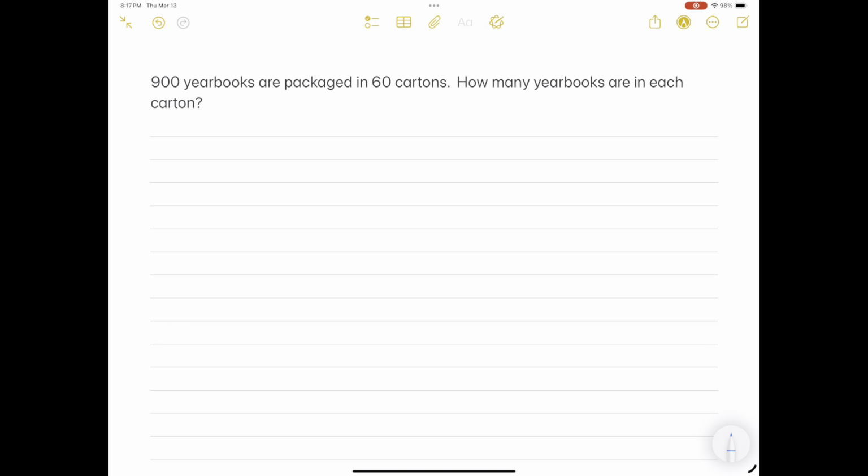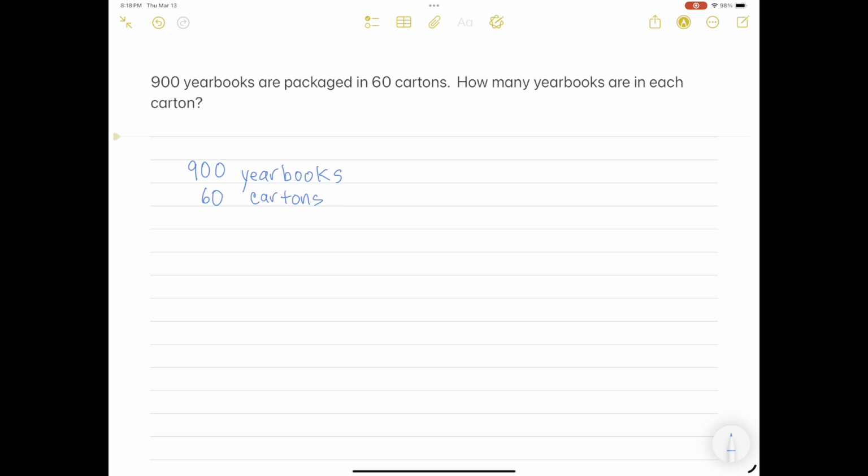900 yearbooks are packaged in 60 cartons. How many yearbooks are in each carton? Once again, I write down the facts of the problem. There are 900 yearbooks in 60 cartons. You can think of this as 900 yearbooks per 60 cartons.